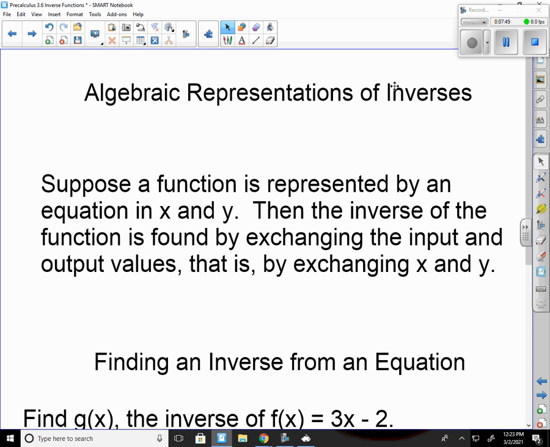Algebraic representations of inverses. So suppose a function is represented by an equation in x and y. And the inverse of the function is found by exchanging the input and output values. That means by exchanging x and y. That's what we did in our tables, right? We just switched where the x was and where the y was. Now we're going to learn how to do it with an equation. And all in all, this section is actually easy because we just keep following the same principle. We're going to switch the x and y.